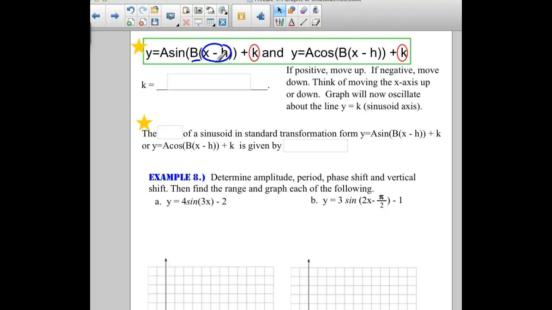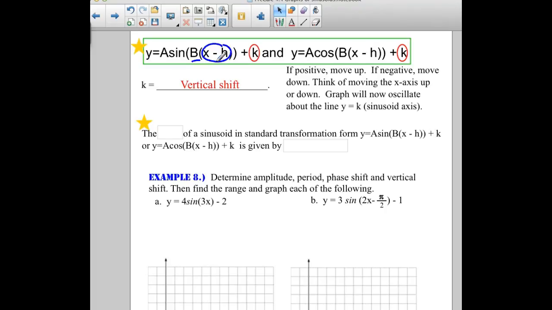What did K used to do? Shifts up or down. Does the same thing. All right. So K is going to be a vertical shift. If it's positive, it's going to move our graph up. If it's negative, it's going to move our graph down.